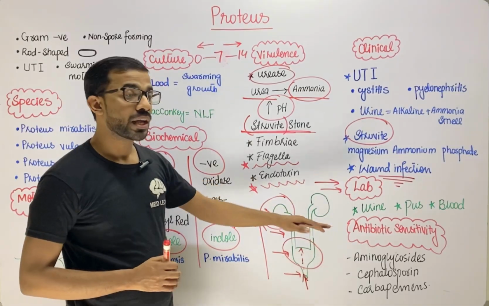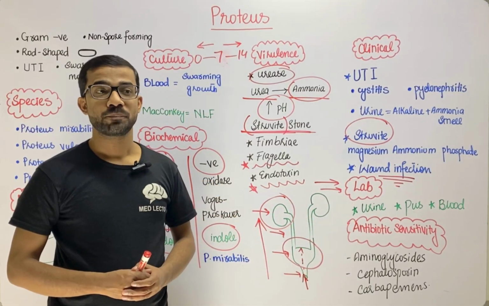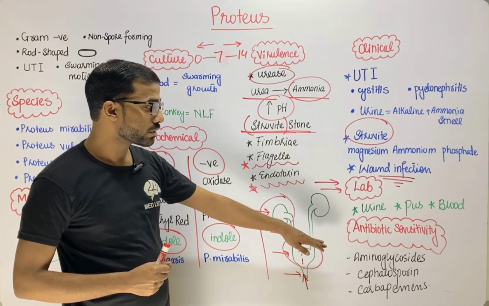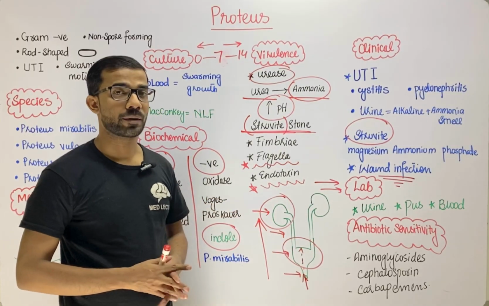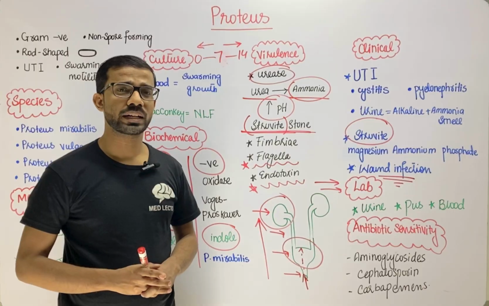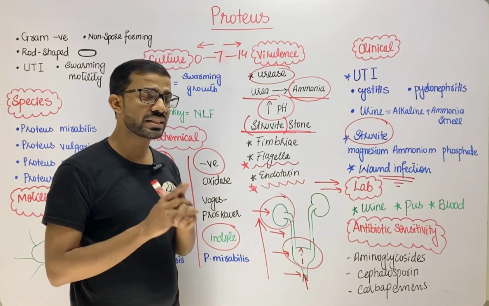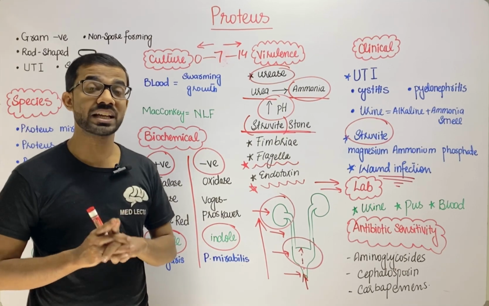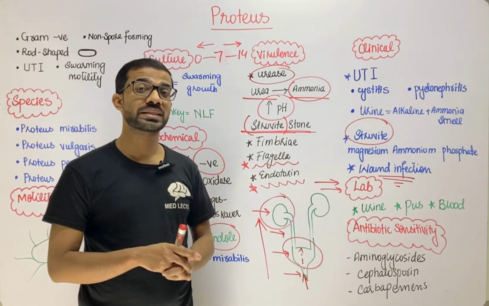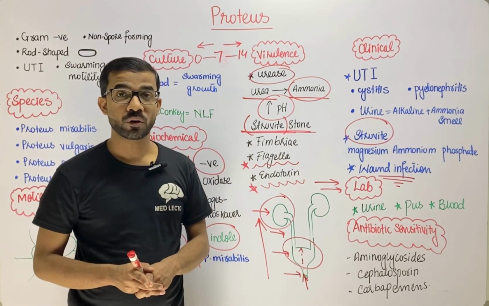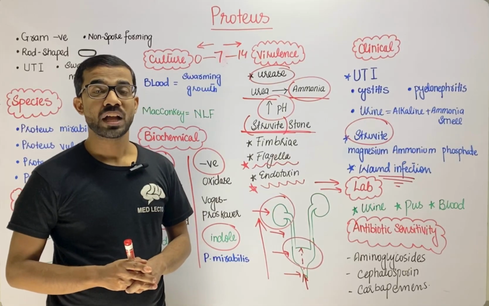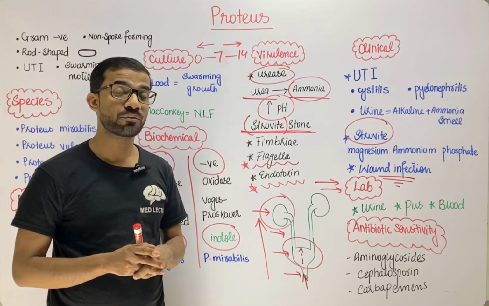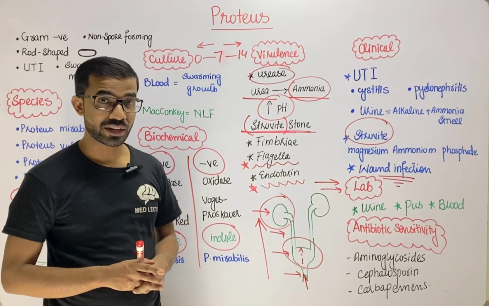Antibiotic sensitivity: which antibiotics will be helpful in killing Proteus? Aminoglycosides, cephalosporins, and carbapenems. But the most important criterion is that the decision of the antibiotic will be made after antibiotic sensitivity testing: which antibiotic will be sensitive towards Proteus, and which antibiotic will be resistant. That will be helpful in the treatment of the infections caused by Proteus.